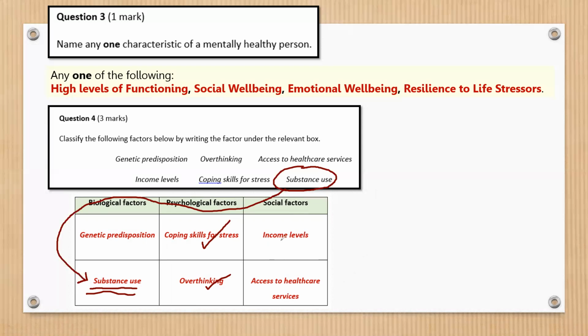And access to healthcare services is also a social factor, because the amount of hospitals or doctors' clinics or any other mental health services you have within your reach is dependent on the kind of society, the kind of suburb, the kind of social environment you're living in. So that's why access to healthcare services comes under social factors. And these are just examples of biological, psychological and social factors as per our biopsychosocial model. Okay, so that's simply just putting the correct factor into the correct box, and not too difficult, I think.